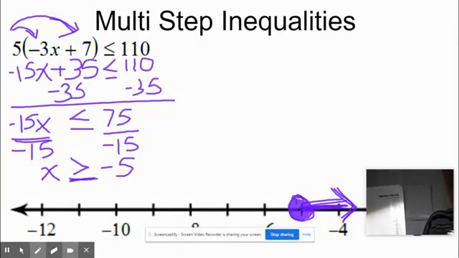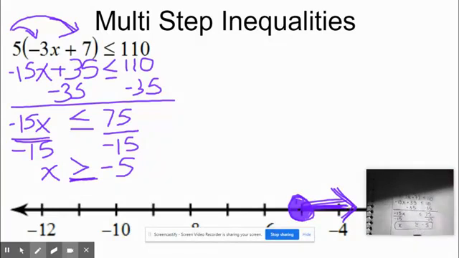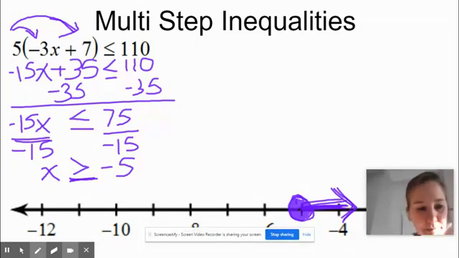Here is a little bit of a neater version of the problem. Hopefully you can see it. Okay. Pause.